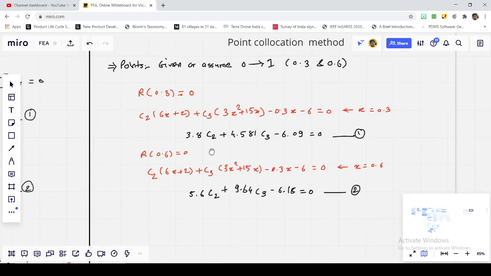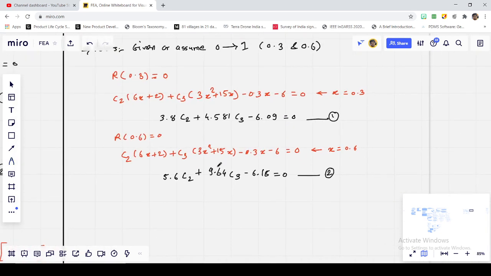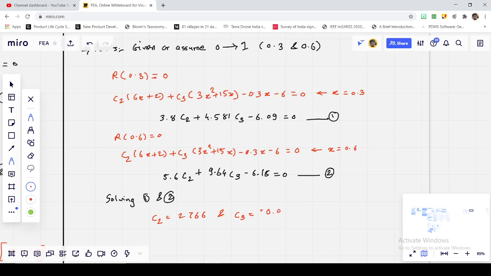So again, like in all the methods, you have two equations and two unknowns. So we will be solving 1 and 2. You will get the values of C2 and C3. So by solving these two equations, you get the C2 value to be 2.766 and the C3 value will be minus 0.965.